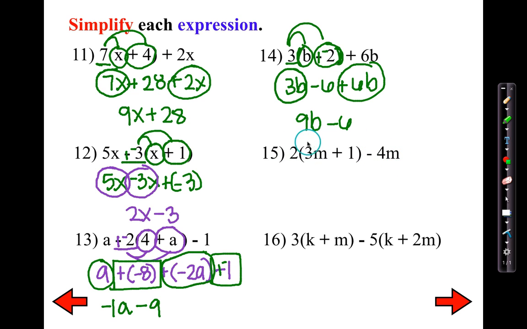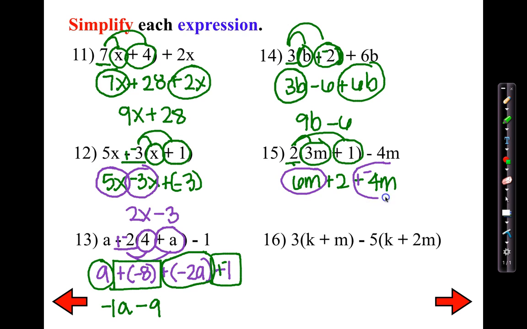Now let's look at number 15. We are distributing a 2 to 3m and positive 1. 2 times 3m is 6m. 2 times 1 is 2, and I'm going to bring down this minus 4m. So now I can just go ahead and add the opposite. I'm going to combine the 6m with a plus negative 4m. So if I take 6m and I add a negative 4m, I'm left with 2m. Then I bring down this plus 2. Notice I can't combine them. They are unlike terms. One is a variable, one is a constant. So that is my simplified expression.